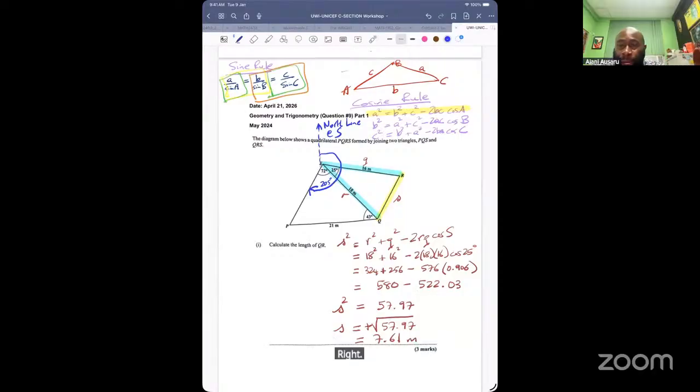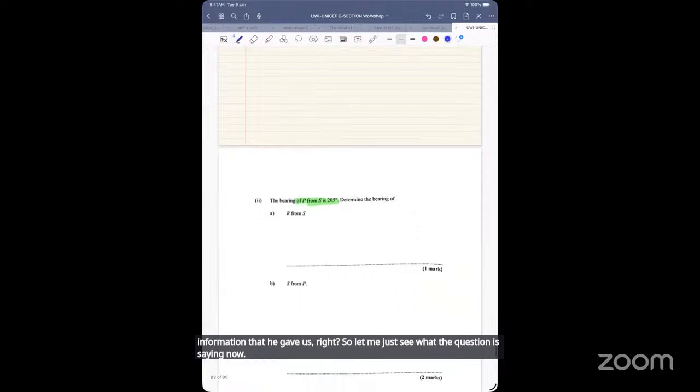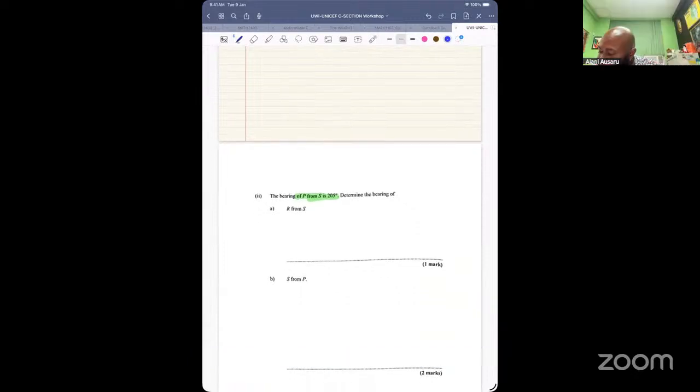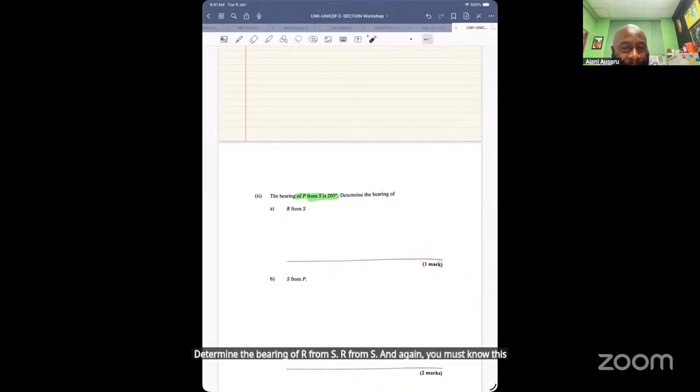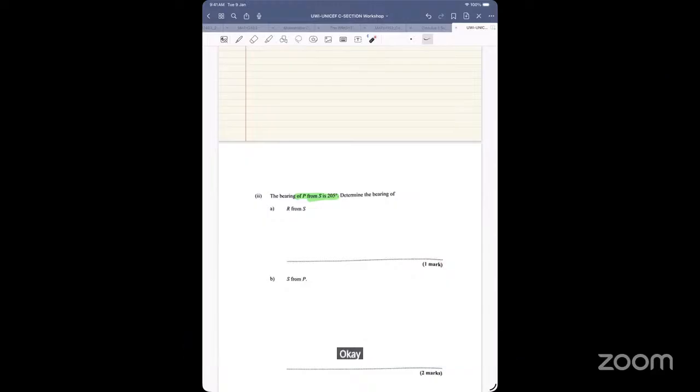So we haven't done the question yet. Now all we do is just write in information that he gave us, right? So let's just see what the question is saying now. Determine the bearing of R from S. R from S. And again, you must notice it's 1 mark. That means it's not too much work. You hear? When you say 1 mark, it means that it's not too much work. If you're doing too much work, you're probably doing the wrong thing. You hear? All right?